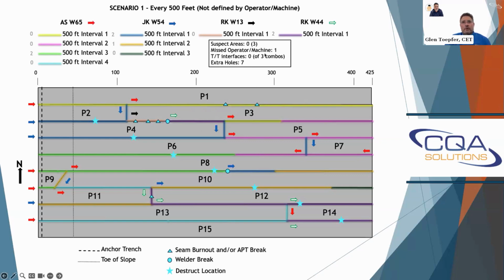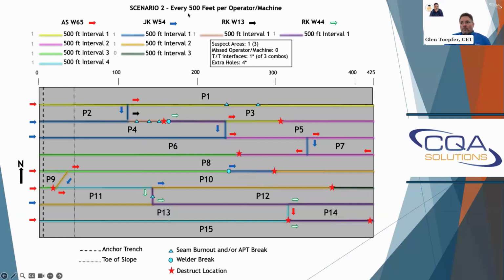We missed one machine operator combination altogether. Textured interfaces, which are harder to weld and proven to fail more. We hit 0 of those out of the 3 combinations. And then we created 7 extra holes in the geomembrane that probably all passed and didn't tell us anything that we really wanted to know.